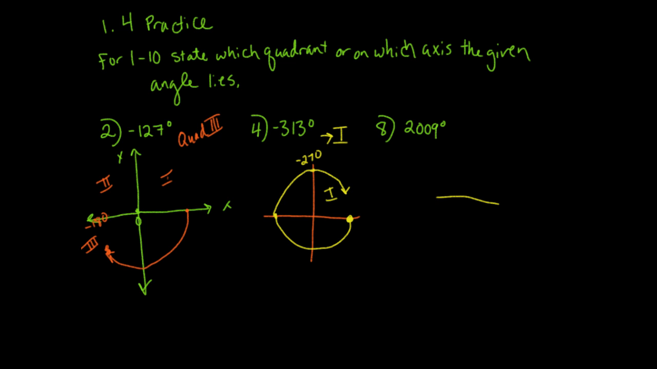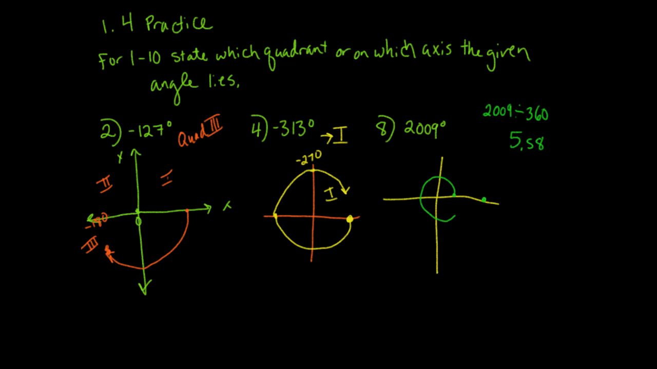Now, 2009, how many rotations is that, and where does that land me? So let's start here. It's positive, so we're going to go counterclockwise. If you do 2009 divided by 360, just to see how many times it goes around, it ends up being like 5.58 and some change. So I'm going to go around. I'm going to start here so I can make it around.